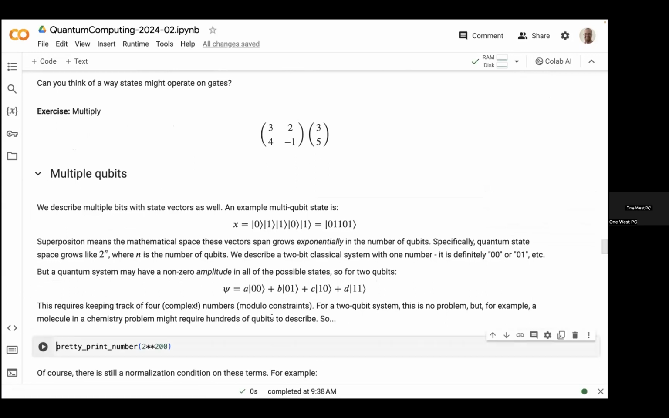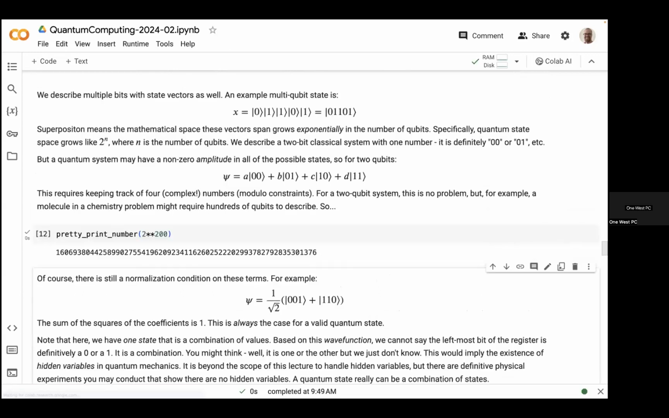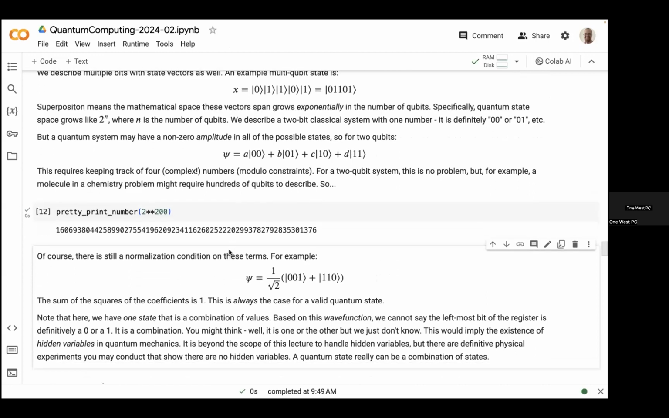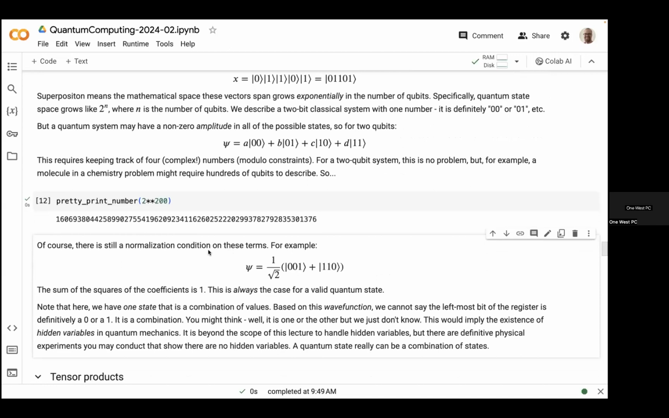And we've already seen this thing of, what if I have 200 qubits? How big a number is that? It gets very big, very fast. There is still a normalization condition on these terms, right? So the sum of the squares of the coefficients has to be 1. So if I have this state vector, it is a legitimate state vector because the sum of the squares of 1 over square root 2 is going to be half plus half, which is 1. That's great.